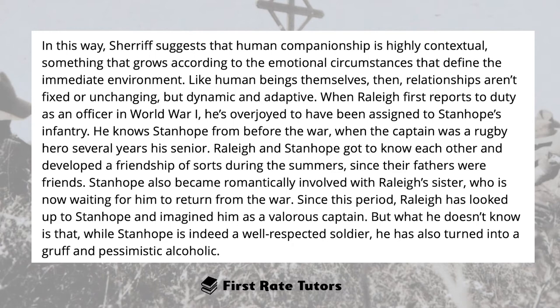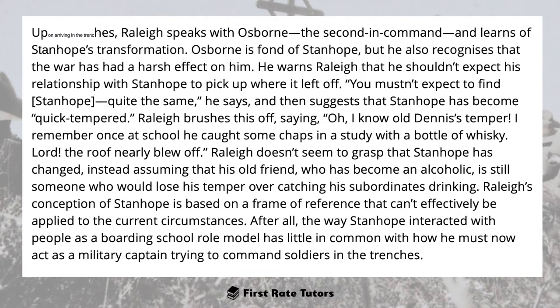However, he doesn't know that while Stanhope is indeed a well-respected soldier, he's also turned into a gruff and pessimistic alcoholic. Upon arriving in the trenches, Raleigh speaks with Osborne, the second in command, and learns of Stanhope's transformation. Osborne is fond of Stanhope and also recognises that the war has had a harsh effect on Stanhope. He warns Raleigh that he shouldn't expect his relationship with Stanhope to pick up where it left off.